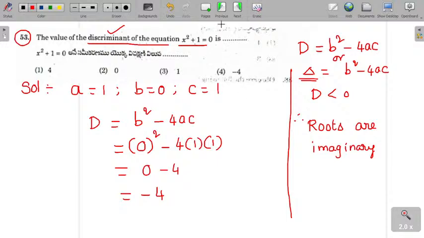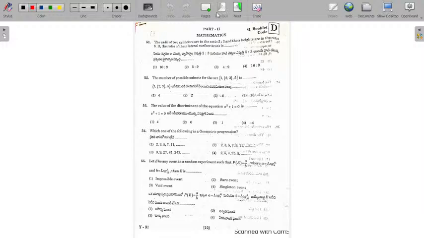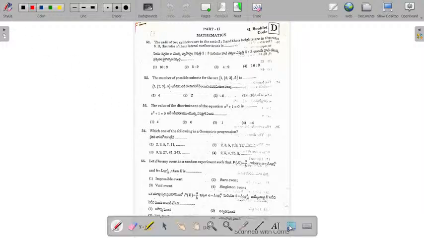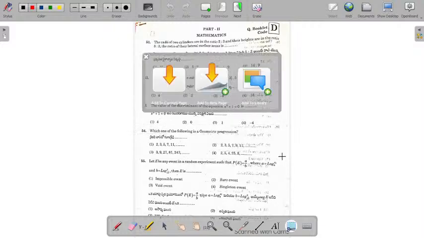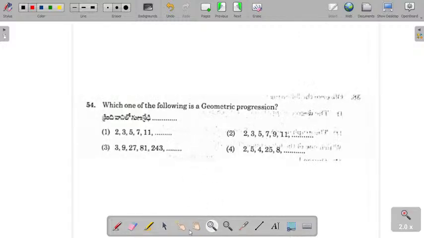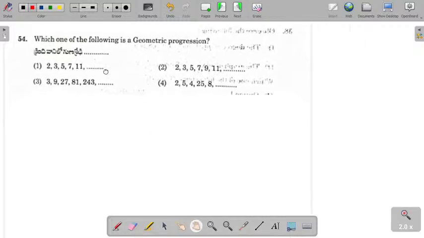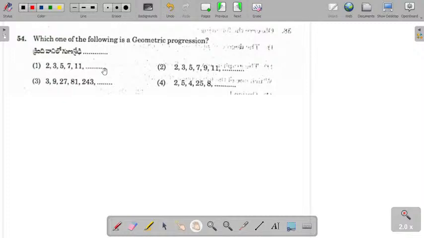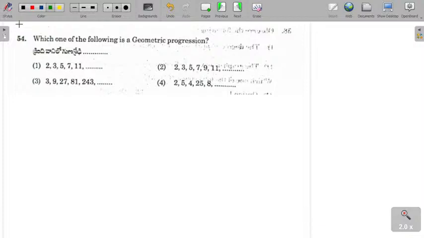Right. So next let us move to the 54th problem. All of you read the question carefully. First of all, try to read the question, then make a plan to crack this problem. Which one of the following is a geometric progression?